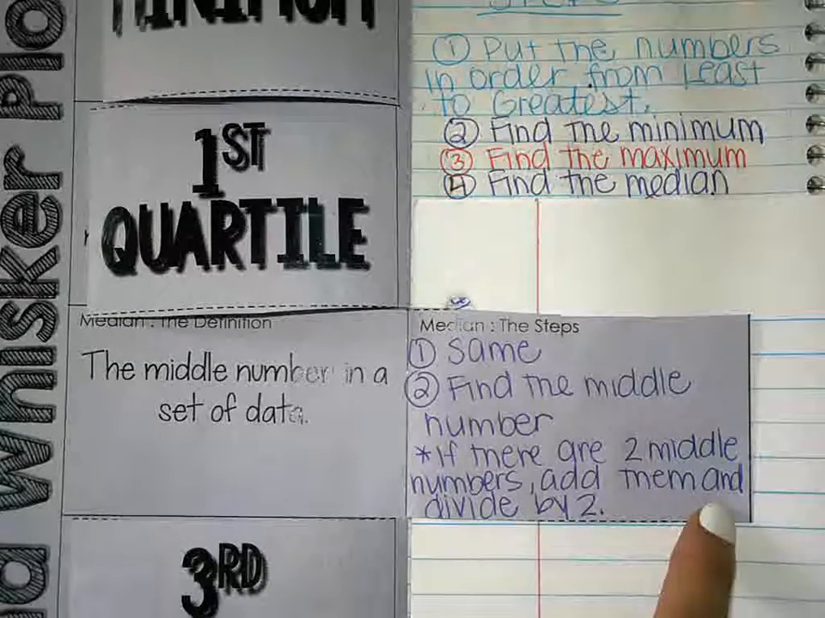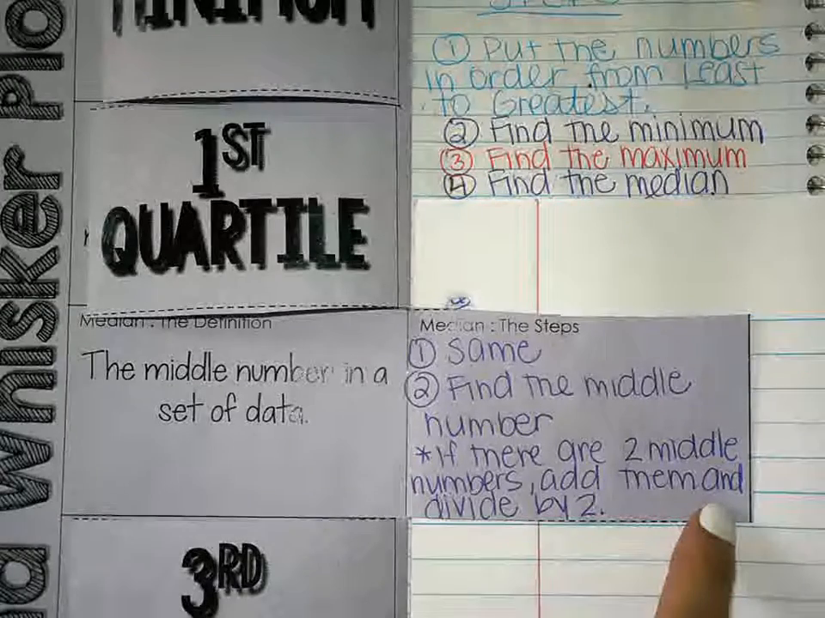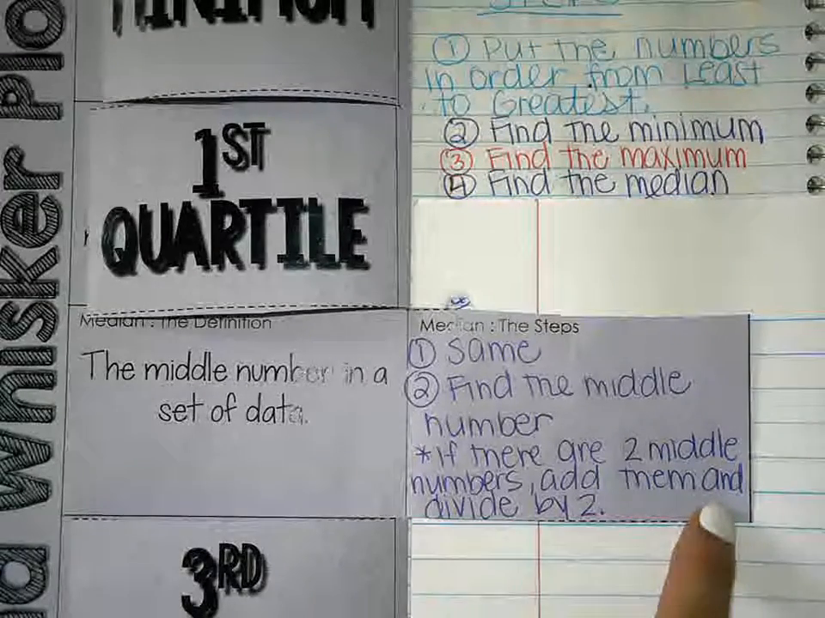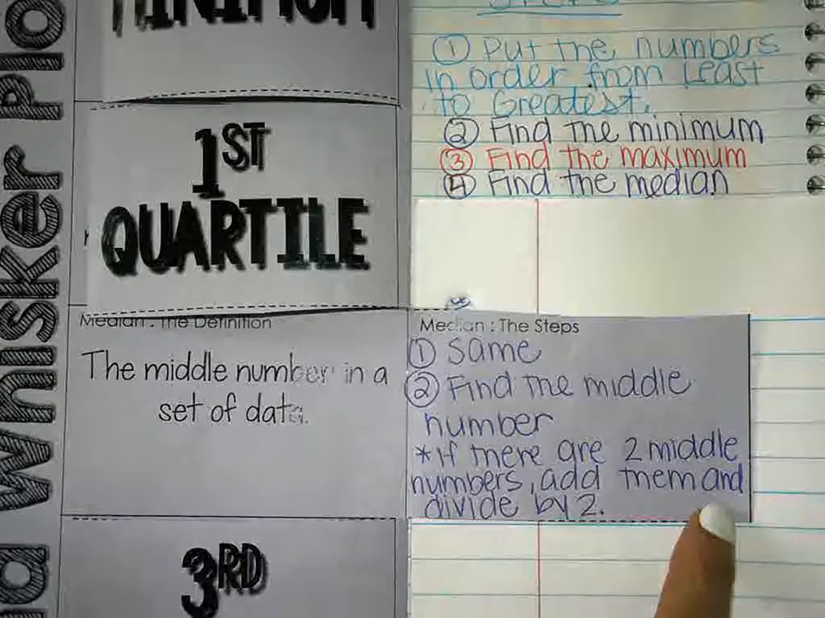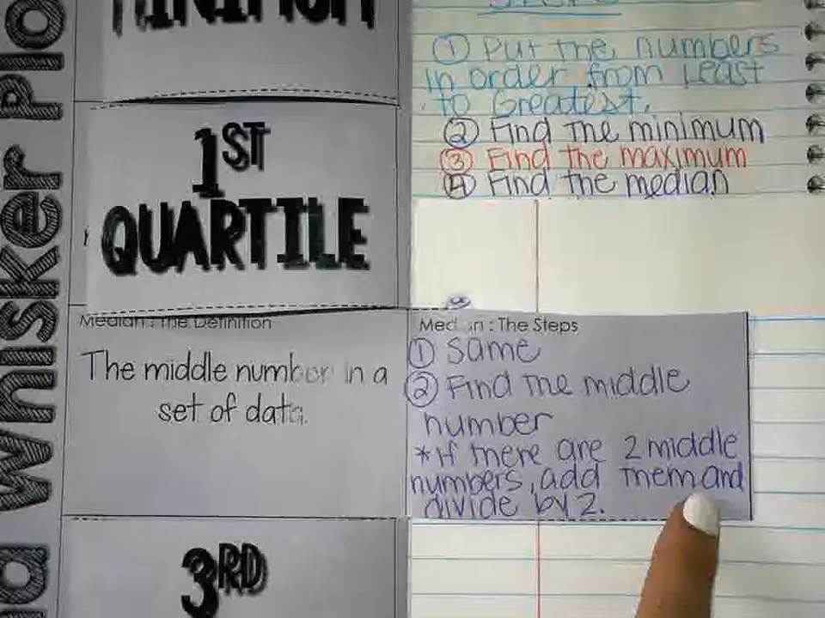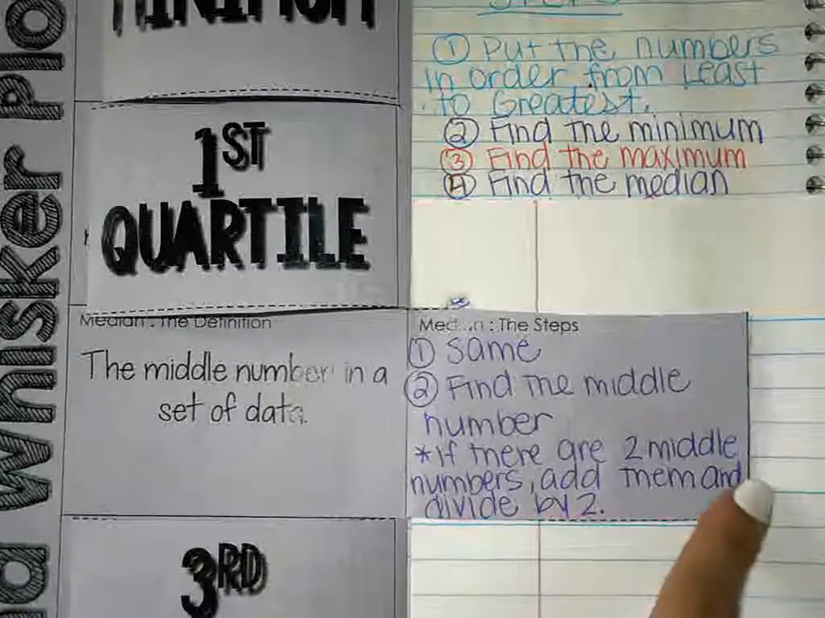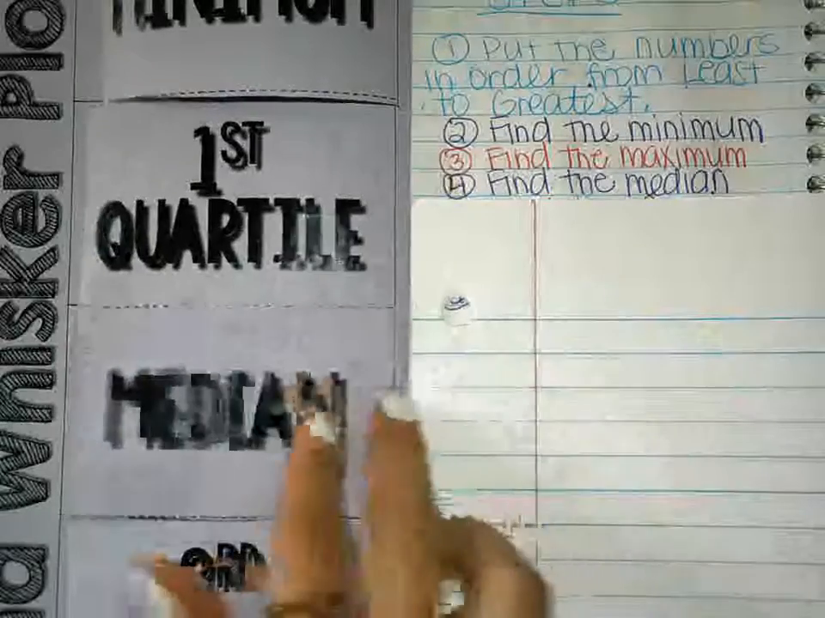If my middle numbers are 6 and 8, I need to add 6 plus 8, which gives me 14, and then I need to divide by 2, which gives me 7. So you have to follow those steps, and you all know how to do that because you've proven it to me. Just remember, we have to order from least to greatest.